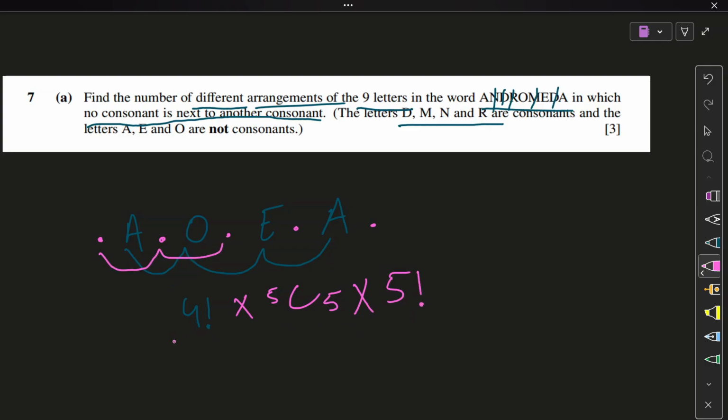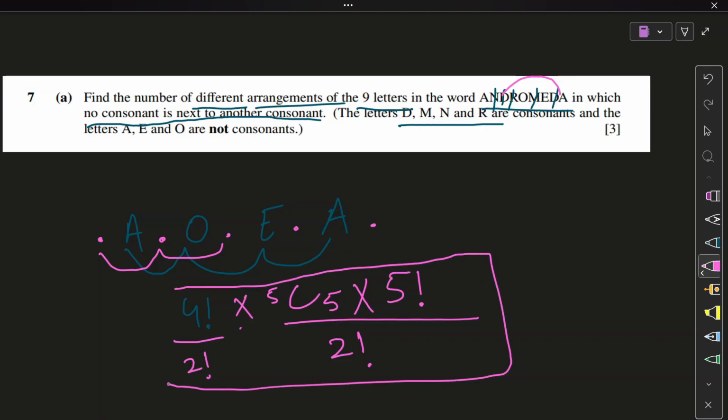And by the way, in this 4 factorial, I have these A's repeating twice, right? So that's going to be divided by 2 factorial. And here, do I have anything repeating? I do have 2 D's repeating, so let's divide by 2 factorial there as well. Anything else? No. So that's my answer. The consonants will never be next to each other, right? That is the answer. Simple.